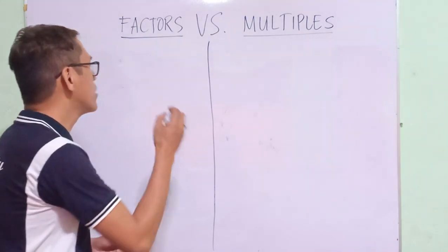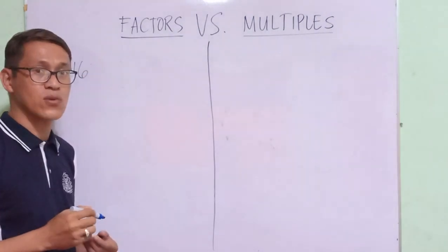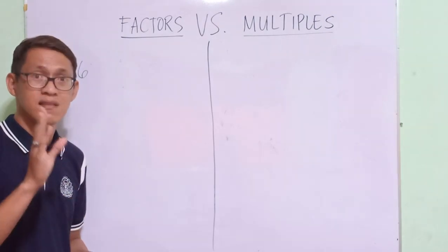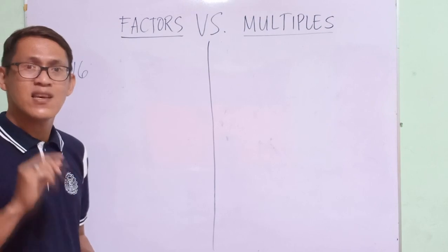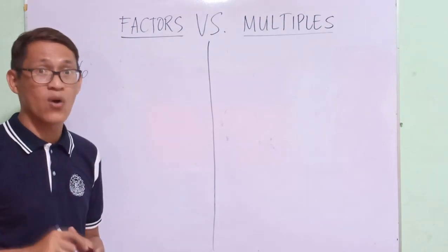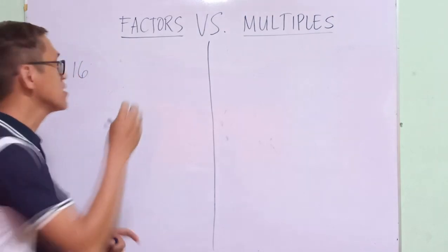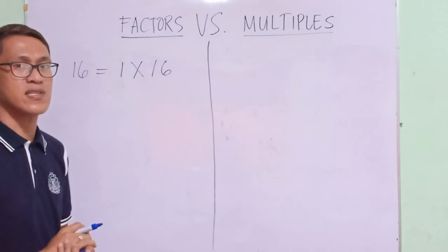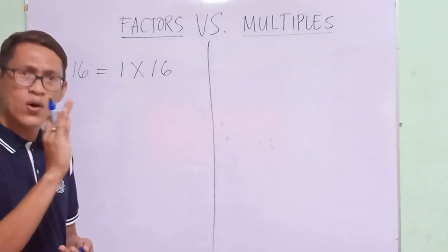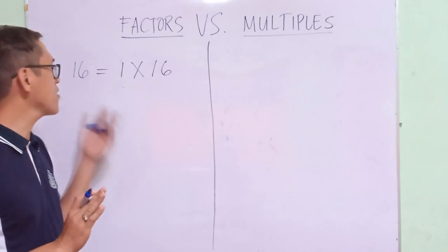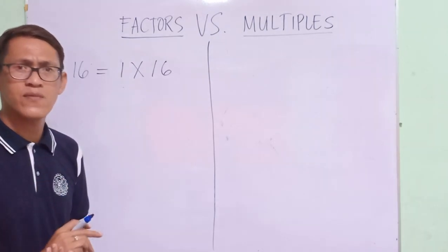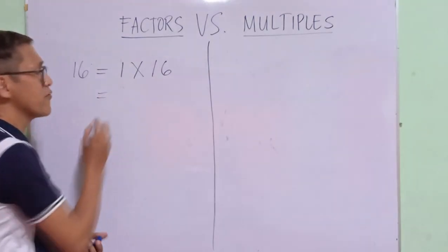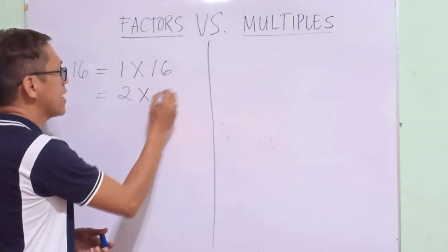Let's have number 16. Let's get all the factors of number 16. Now, be sure to do it in an organized manner. That is, you start with 1 and itself because they are always factors of any number. So we have 1 times 16. So here we have two factors, 1 and 16. Then go to 2. Check if 2 is a factor of 16. 2 times what will give you 16? Yes, 8. 2 times 8 is 16. So other factors of 16 are 2 and 8.